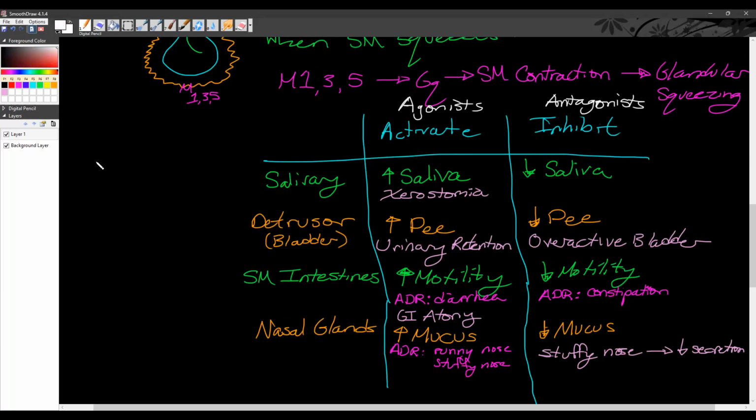Don't forget muscarinic receptors. What kind of nervous system is this? Parasympathetic or sympathetic? Sympathetic? Oh, my bad. Parasympathetic, right? Parasympathetic is rest and digest.